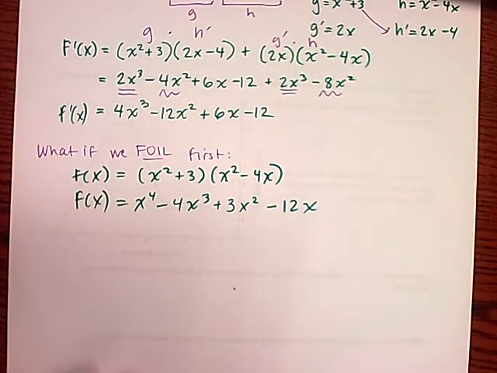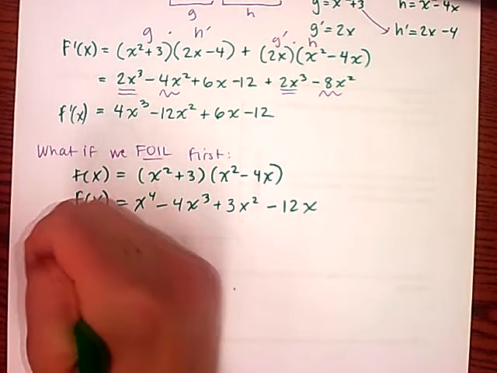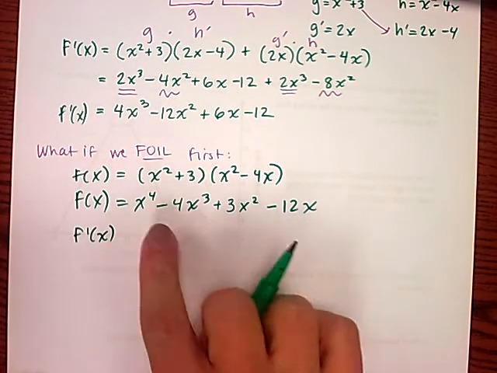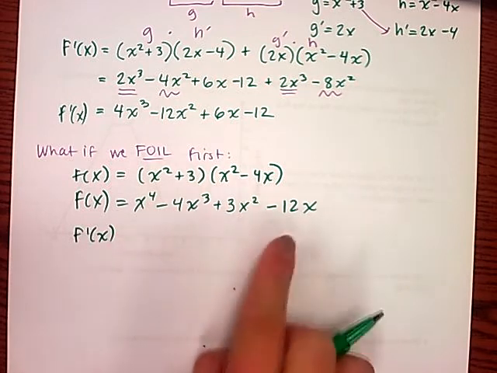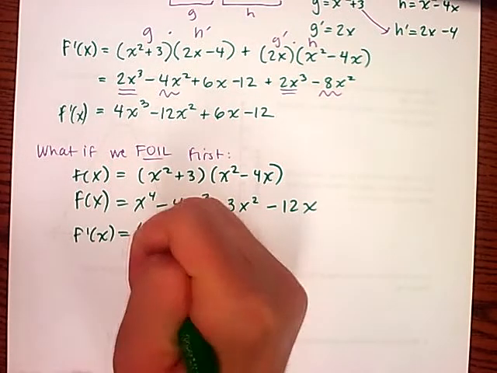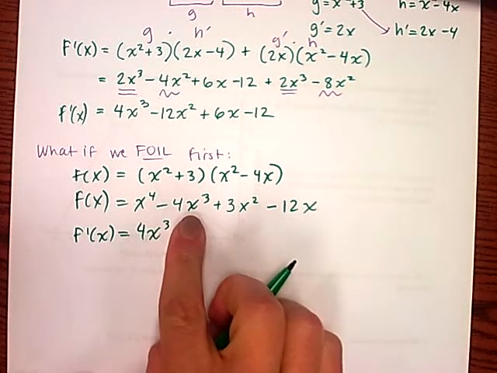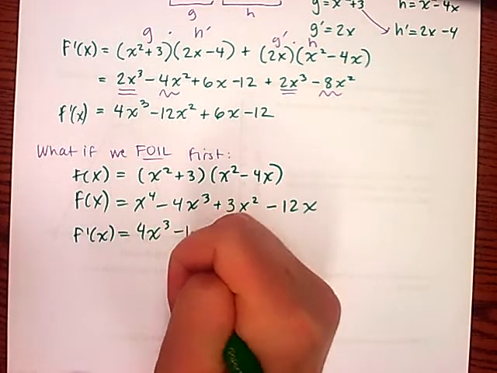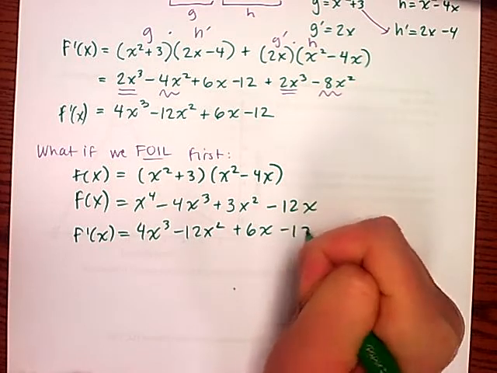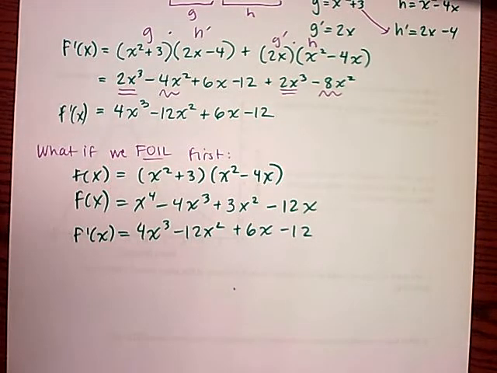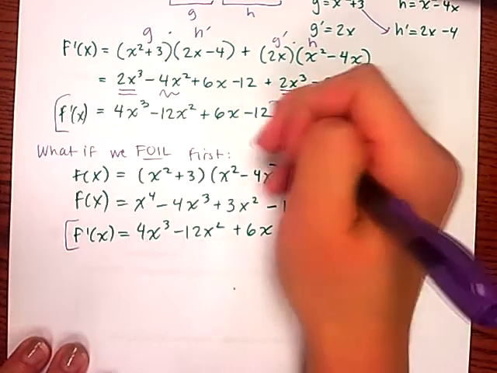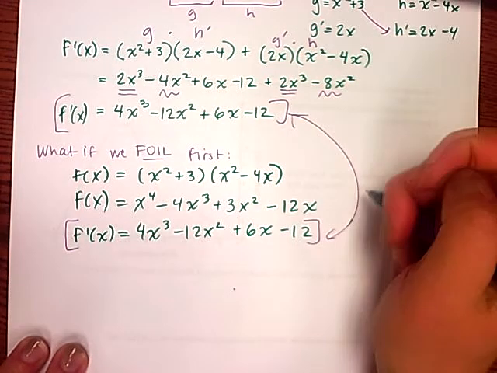So now what I want to do is take the derivative of this, and now there is no product here, it's just sums and differences, and then it's just power rules and constant multiple rules. So I would get, okay, x to the fourth becomes 4x to the third, negative 4x to the third becomes negative 12x squared, this becomes 6x, and this becomes minus 12. Now notice, if we compare what we got here to what we got here, they are the same.